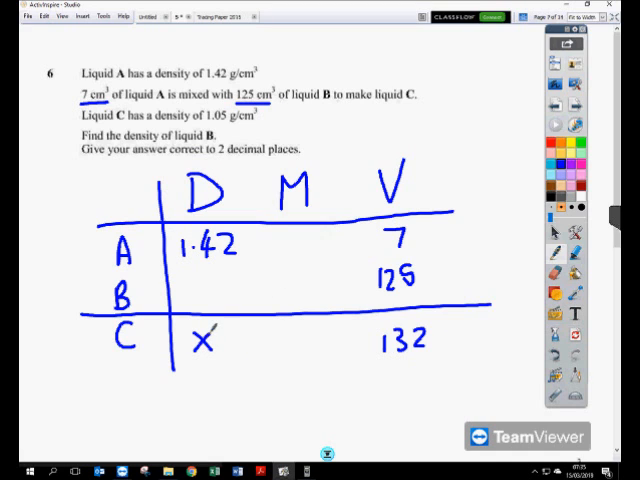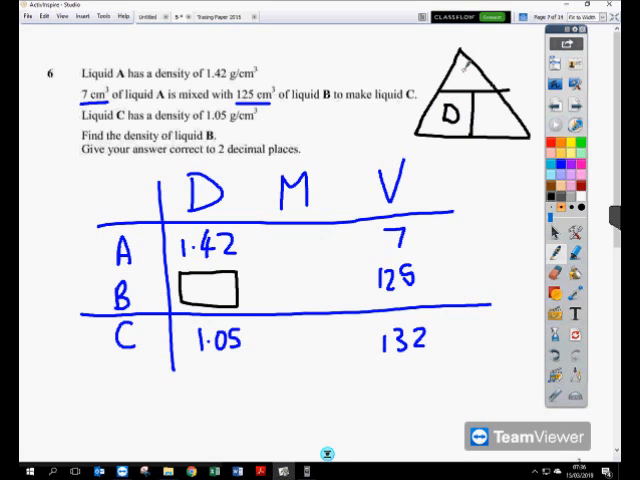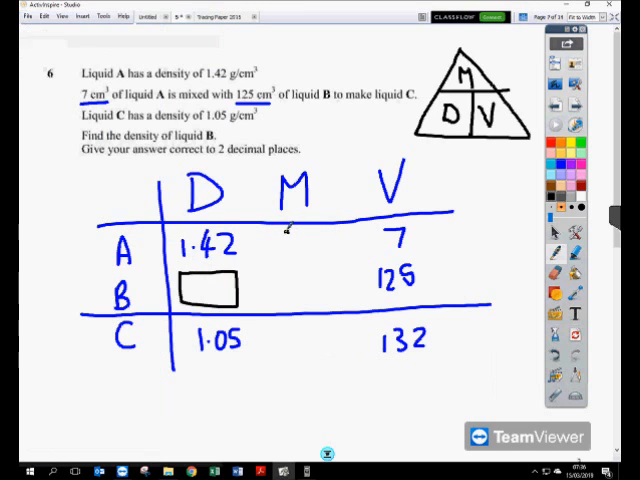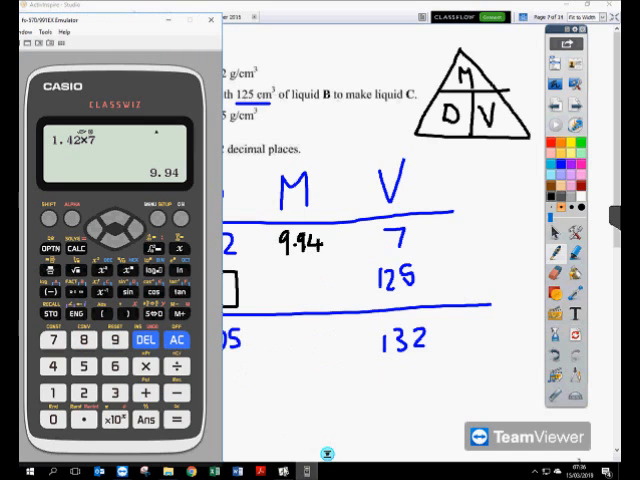As I said, you can add masses together and add volumes together, but you cannot add densities together. Liquid C has a density of 1.05. That's fine. Okay, so we have everything we need now. What we're trying to do is work out the density of liquid B. So let's work out some of these masses first. There is a formula for density. It goes DMV. Don't move Vicky. So I can work out the mass here. 1.42 times 7. Okay, that's 9.94. I can work out the mass of C as well. Density times volume. So 1.05 multiplied by 132. And that gives me 138.6.